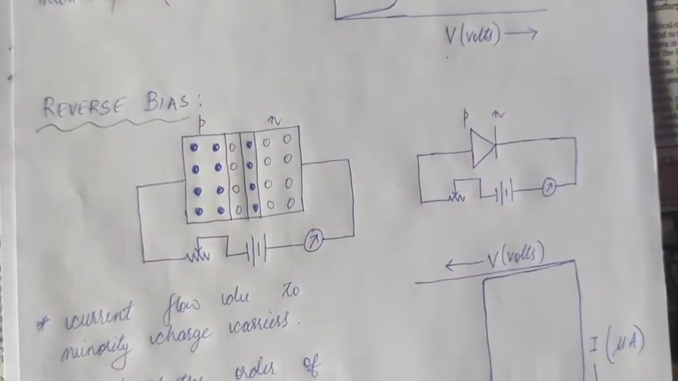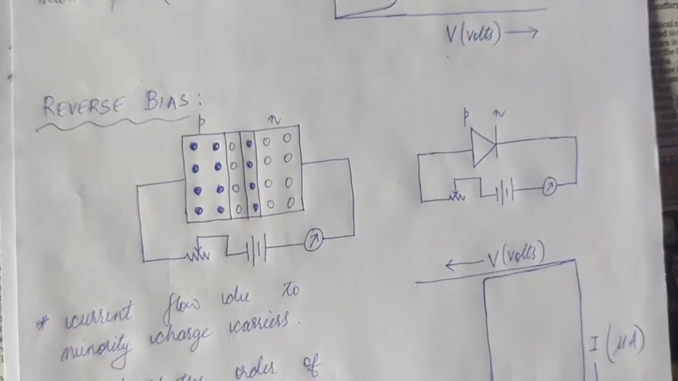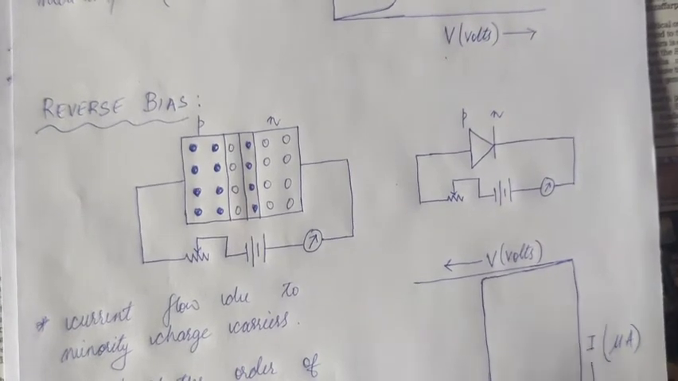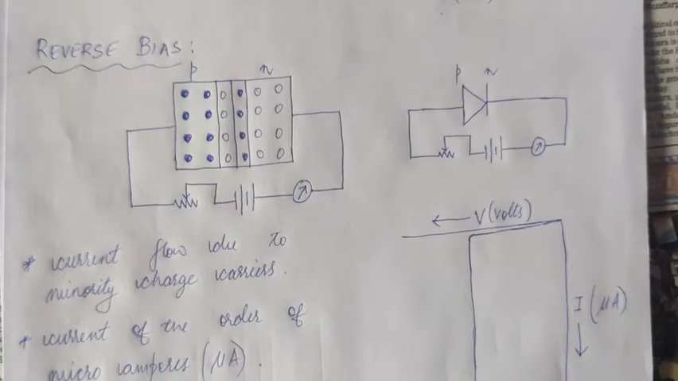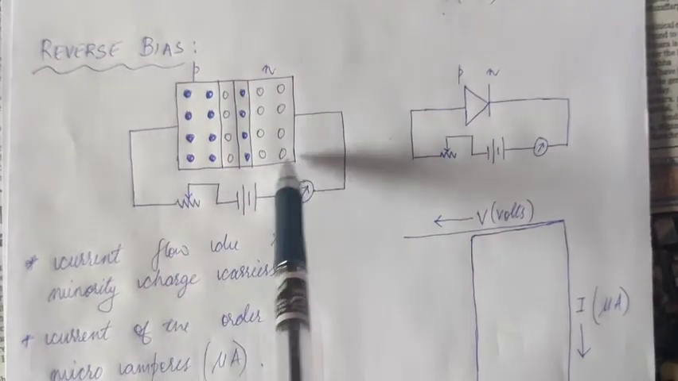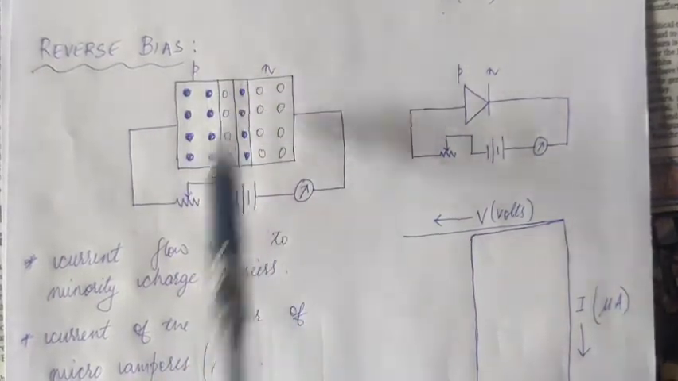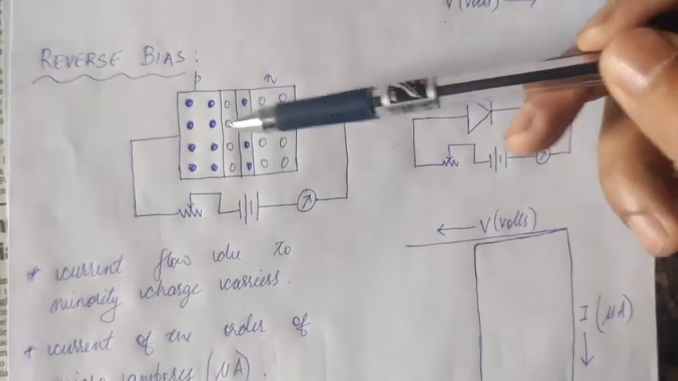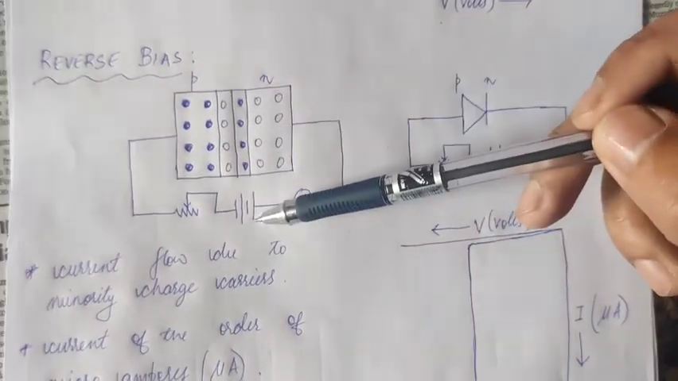If we have majority, we have minority. Majority charge carriers, minority charge carriers. So if we have forward biasing, we have reverse biasing as well. So we have this p-n junction along with its depletion region, which is connected to a power source now.